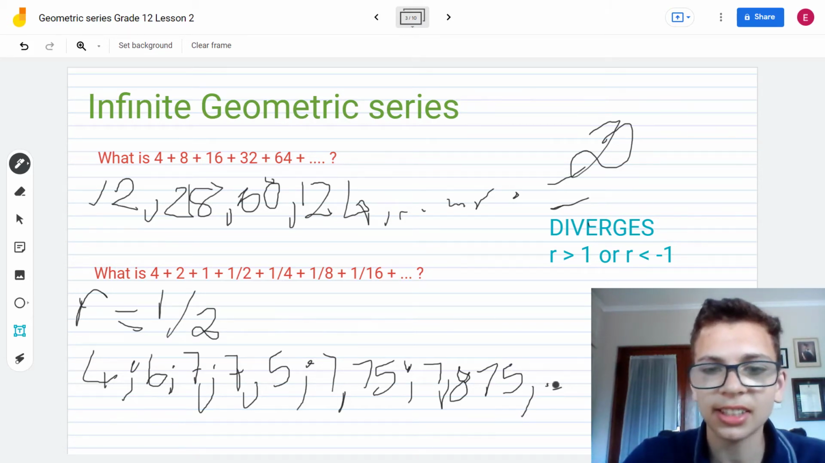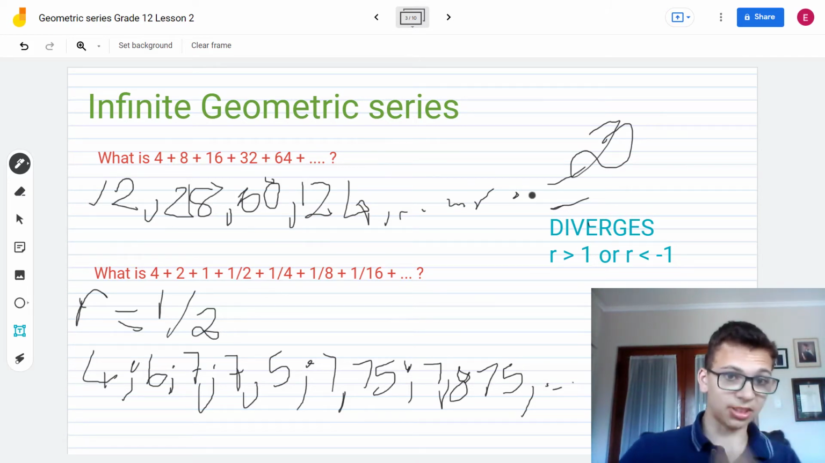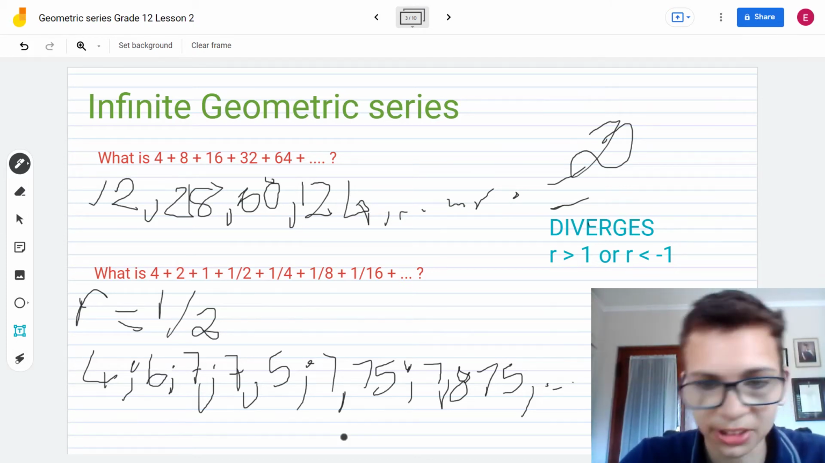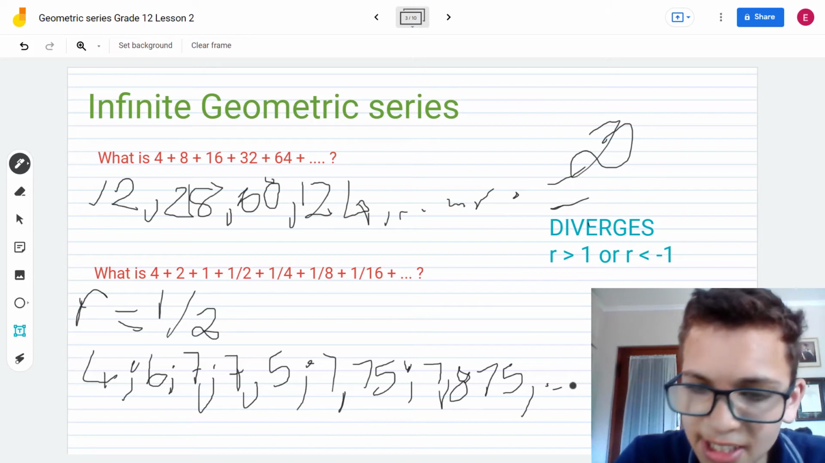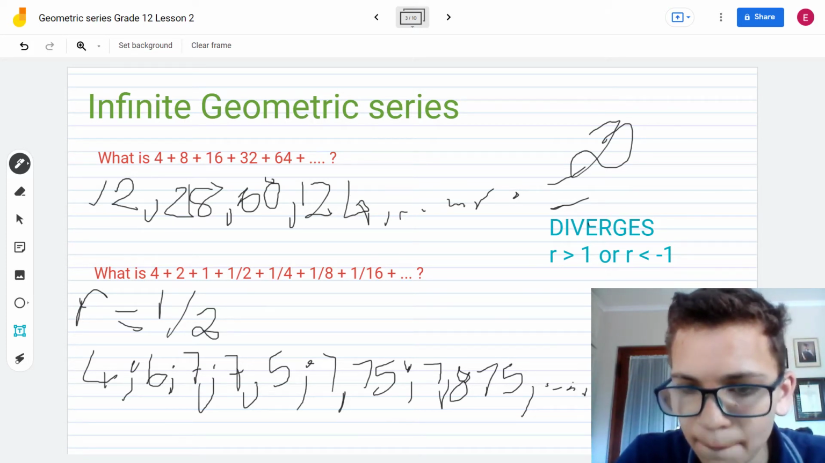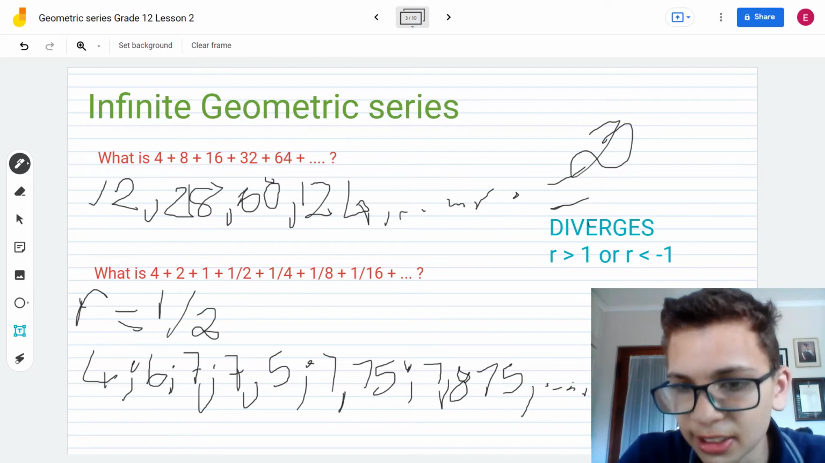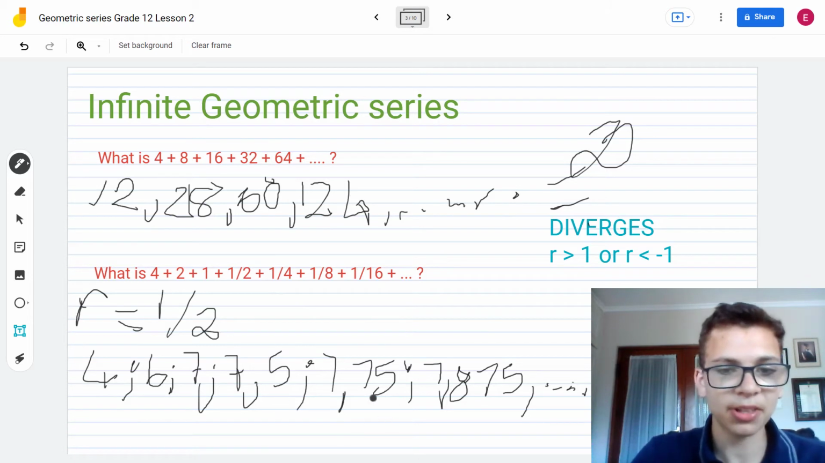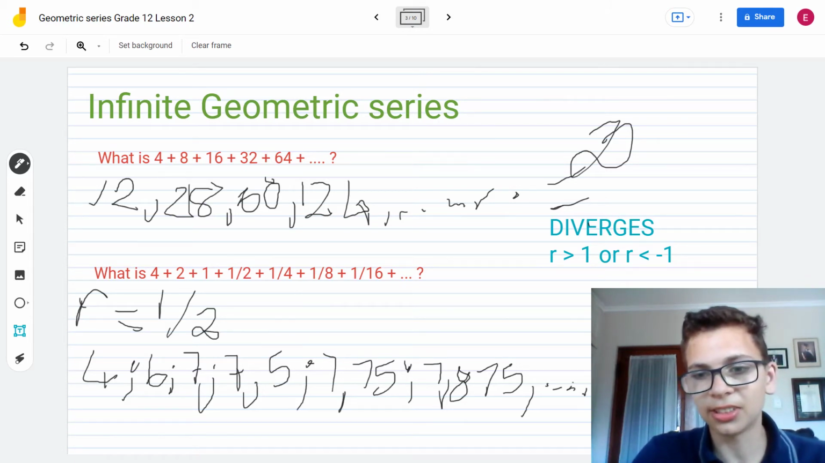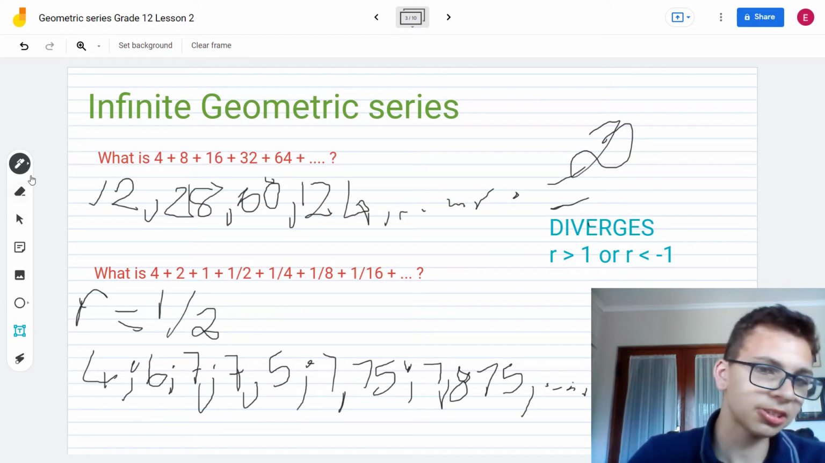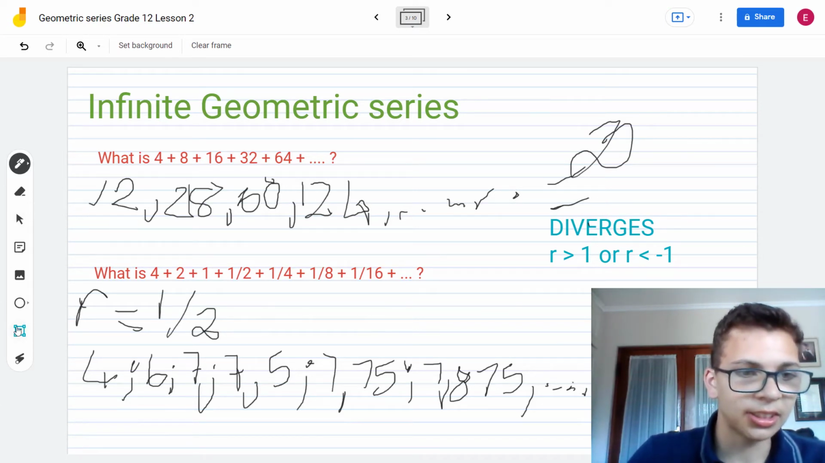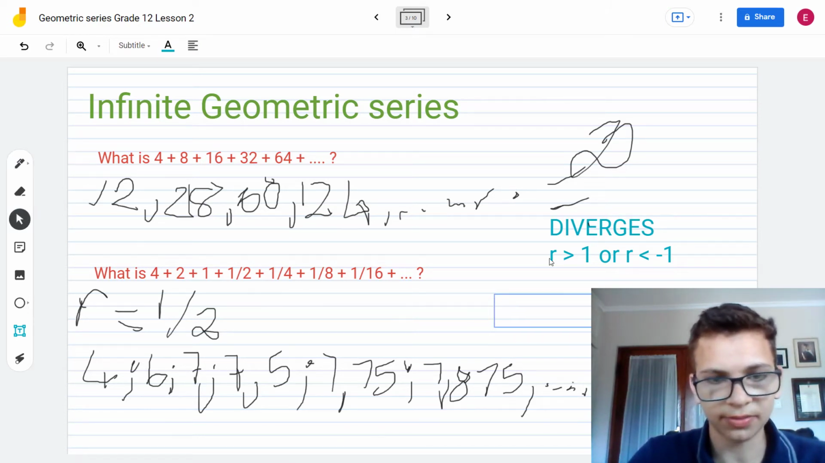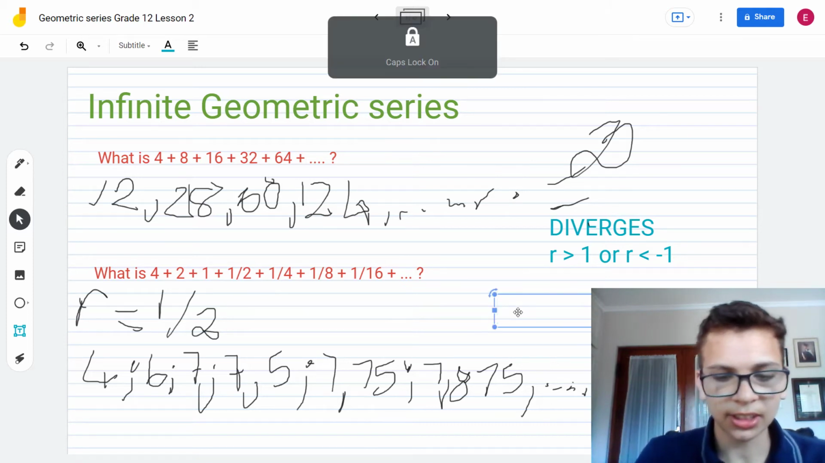However, can you see that the sequence isn't growing as fast as the previous one was? That one was going 12, 28, 60, 124. This isn't going as fast. I'll show you why later, but this actually will equal 8. So you can see it's going 7.5, 7.75, 7.875 until it gets to 8. Such a sequence, we say, converges.